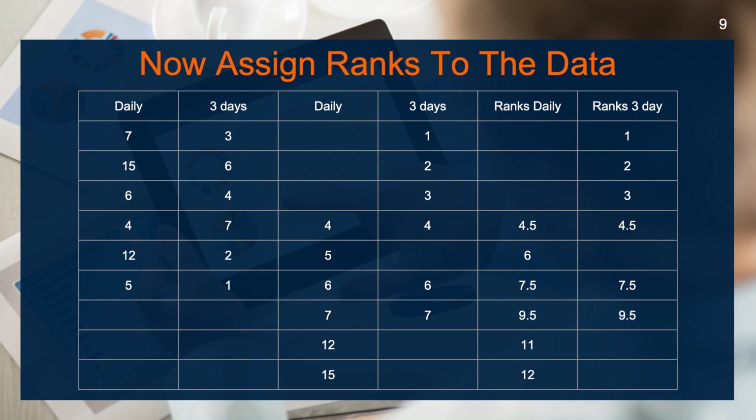So we start with the lowest one. The lowest value, 1, gets a rank of 1. The second one, which is 2, gets a rank of 2. The next one is 3, that gets a rank of 3. Now, the next one, when we get to 4, there are 2 of them. So they're assigned the mean of the two rank values. So it would have been 4 and 5, because they're both the same, they're both assigned 4.5.